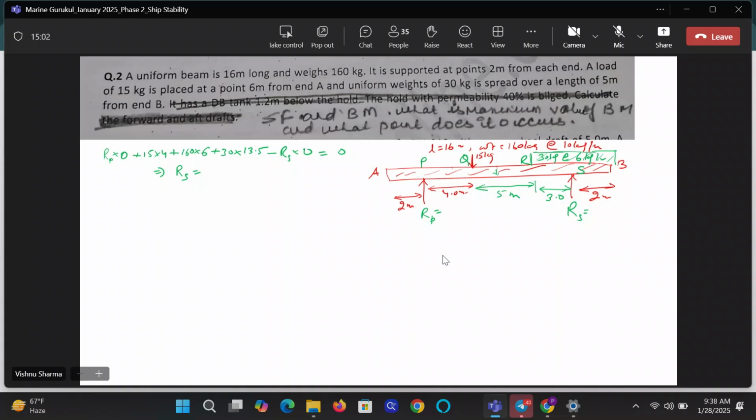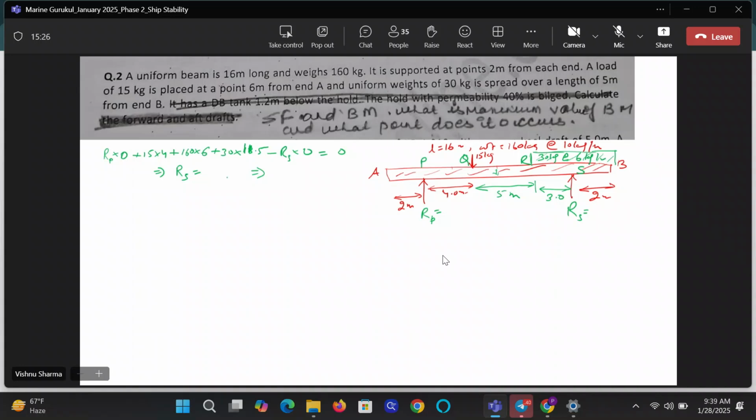I messed it, sir. 11.5. 30 into 11.5. Okay, but that is 13.5, no? Because it will be 2.5 meters from end B, right? So it will be 16 minus. Sorry. It will be 11, right? You are right, beta. Sorry, my mistake. 11.5, sir. No, you are right, because it is not at the end. Okay, fine. So what is the RS you got? No, you're right. I was wrong. Okay, what is the RS you got?